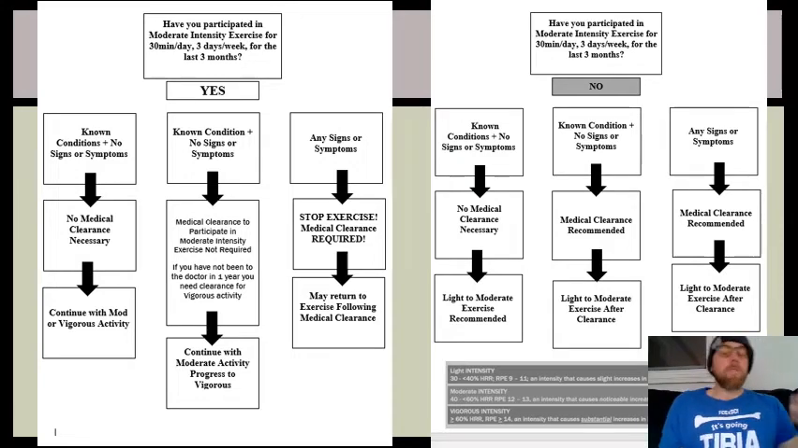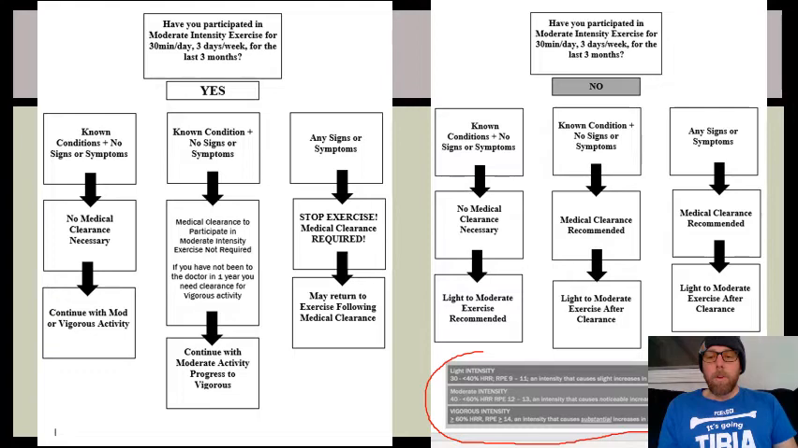Any signs or symptoms, known conditions. Then in the very bottom right-hand corner here, it might be a little harder to see on the PowerPoint, but it'll be a lot easier on the actual document, the designation of intensity levels that we talked about.